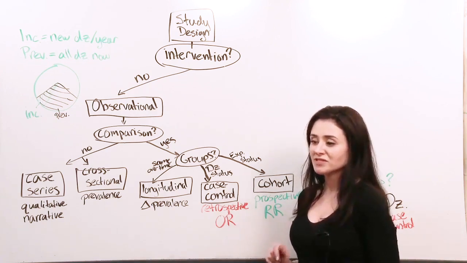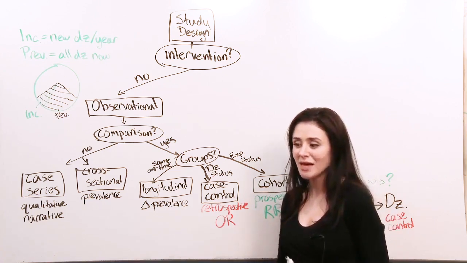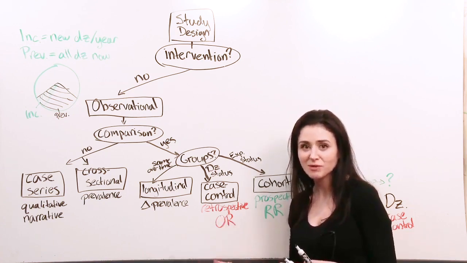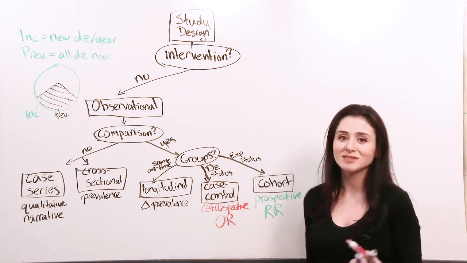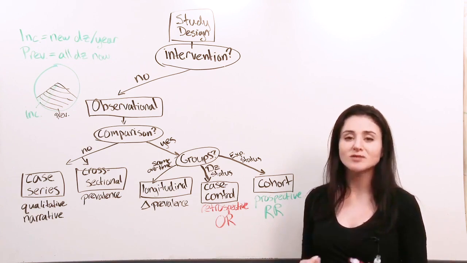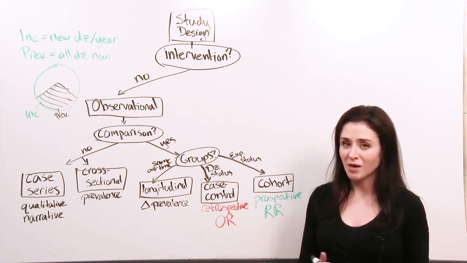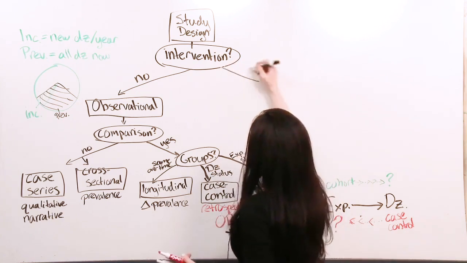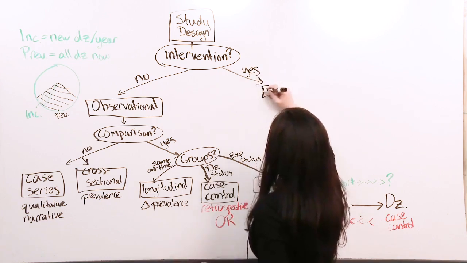Just a note, observational studies cannot establish causation. So what that means is you cannot use an observational study to say that an exposure, a specific exposure, causes a specific outcome. You can only say that there's an association there. If you want to be able to say that an exposure caused an outcome, you need an intervention. And studies that have interventions are called experimental studies.